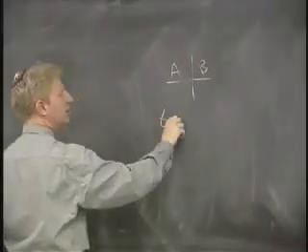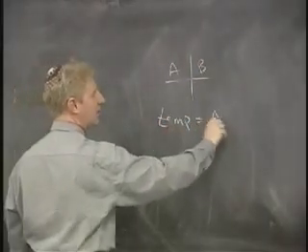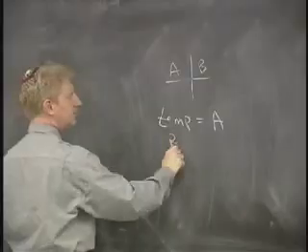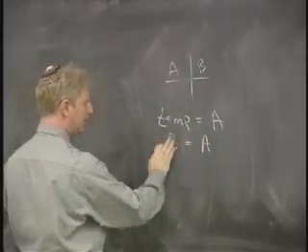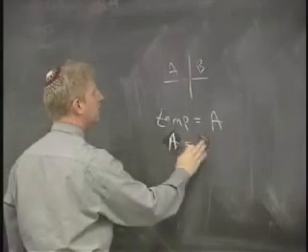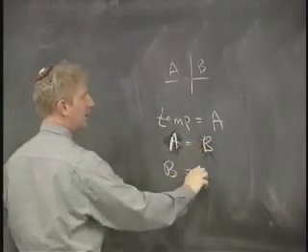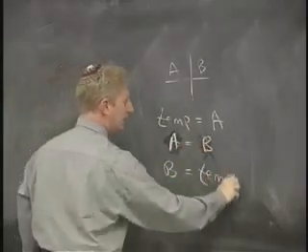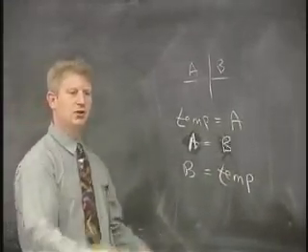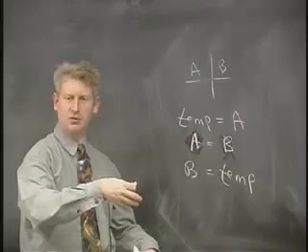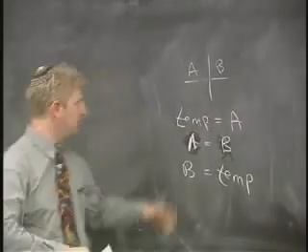You have a temporary variable, temp equals A. B gets the value of A. Did I do this right? Sorry. A gets the value of B, and B gets the value of temp. Now, why don't you just do A equals B and B equals A? Because you'll lose the value of the first one before you copied it over to the value of the second. So you do these 3 steps.